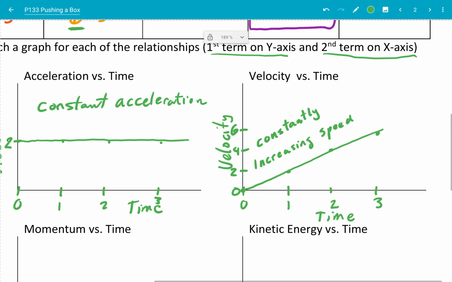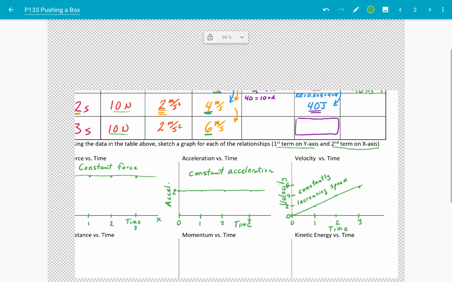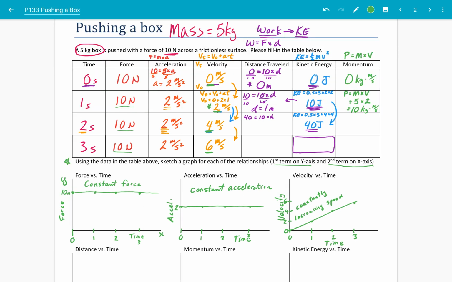Okay. So hopefully that gives you an idea of where we're going with all of this. And if you have any questions, ask your neighbor.